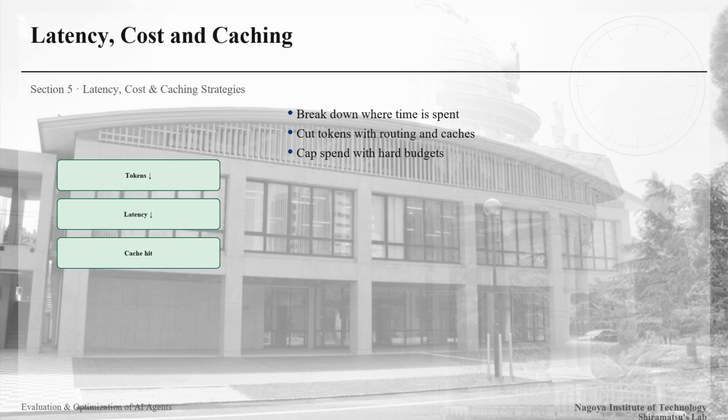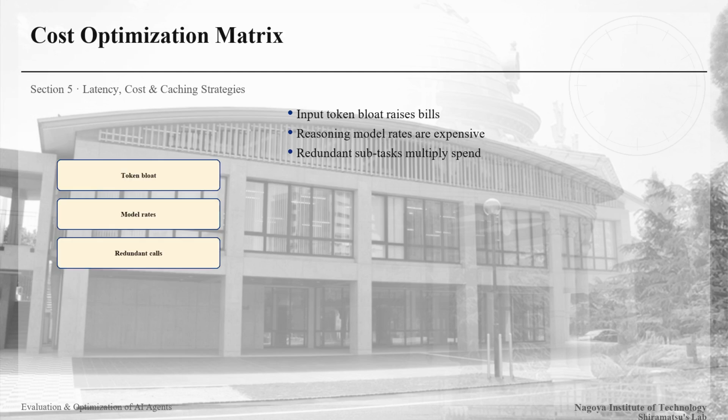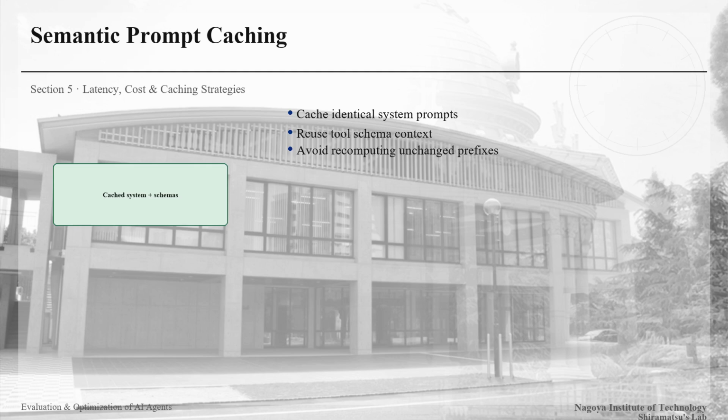Section 5 covers latency, cost, and caching strategies for production agents. Latency includes time to first token, tool execution time, and iteration overhead across the loop. Cost drivers include input token bloat, expensive reasoning models, and redundant subtask calls. Semantic prompt caching stores and reuses identical system prompts and tool schemas.